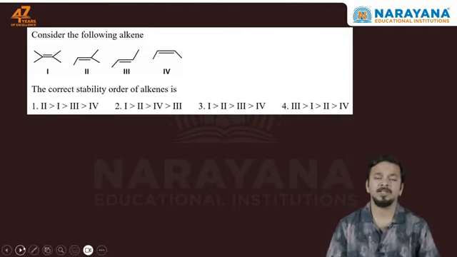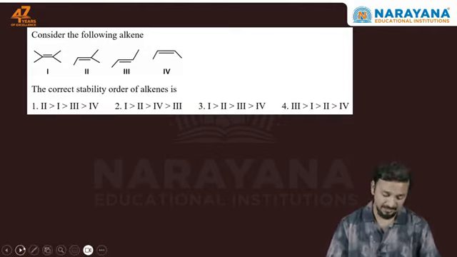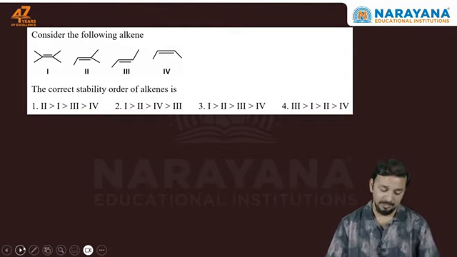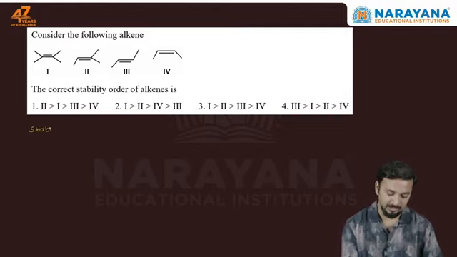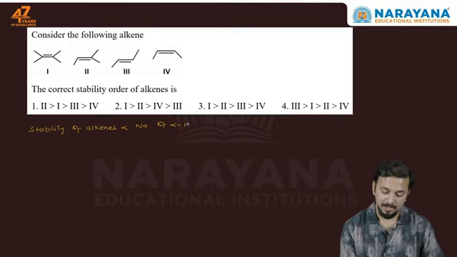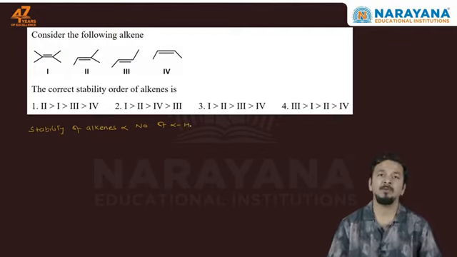The next question is regarding the stability of alkenes. So they have given us 4 molecules, and they're asking us to arrange in the order of their stability. So we know stability of alkenes over here will be directly proportional to the number of alpha hydrogen, or we can say that alkene will be stabilized by hyperconjugation, and more the number of hyperconjugating structures or more the number of alpha hydrogen, more will be the stability of the alkene.